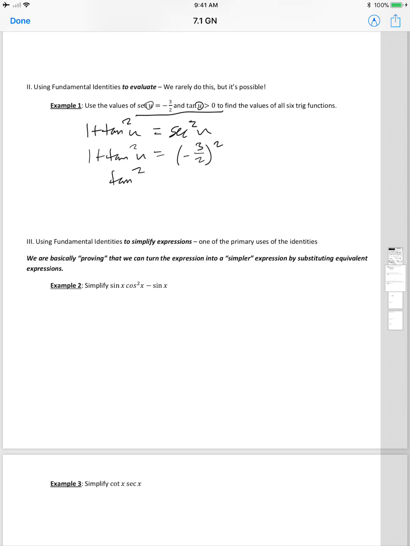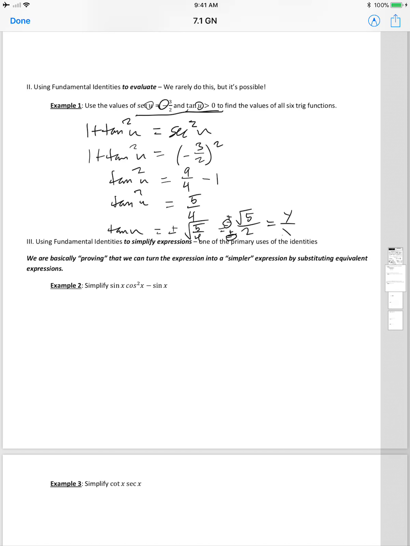Tangent squared u equals 9 over 4 minus 1. So tangent squared u equals 5 over 4. Take the square root of both sides, and you'll get tangent equals plus or minus the square root of 5 over 4. And if I keep simplifying this, I will get the square root of 5 over 2. Tangent is positive, it tells me. So that means my signs could either both be positive, top and bottom, or they're both negative. And I see that secant is negative, which means that I'm going to go with these negative values here.